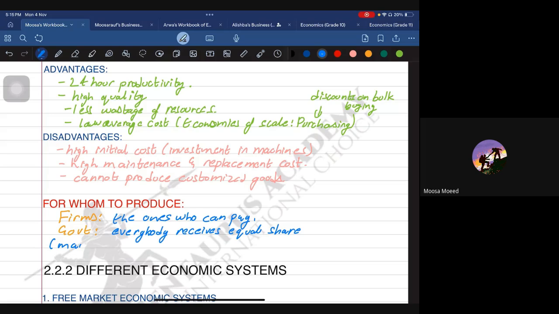So mainly the people who consume the products are consumers, firms, and government. Right? So mainly these are the ones who are basically using the goods.